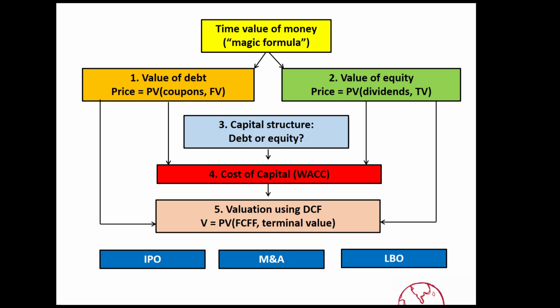Putting it all together, we looked at how we could use the magic formula to value stocks and bonds, how the combination of stocks and bonds in a company's capital structure can be used to calculate that hurdle rate, which we called the weighted average cost of capital. How this hurdle rate, or WACC, was an input to a valuation model known as the discounted cash flow model, which is based on a forecast of free cash flows to the firm.